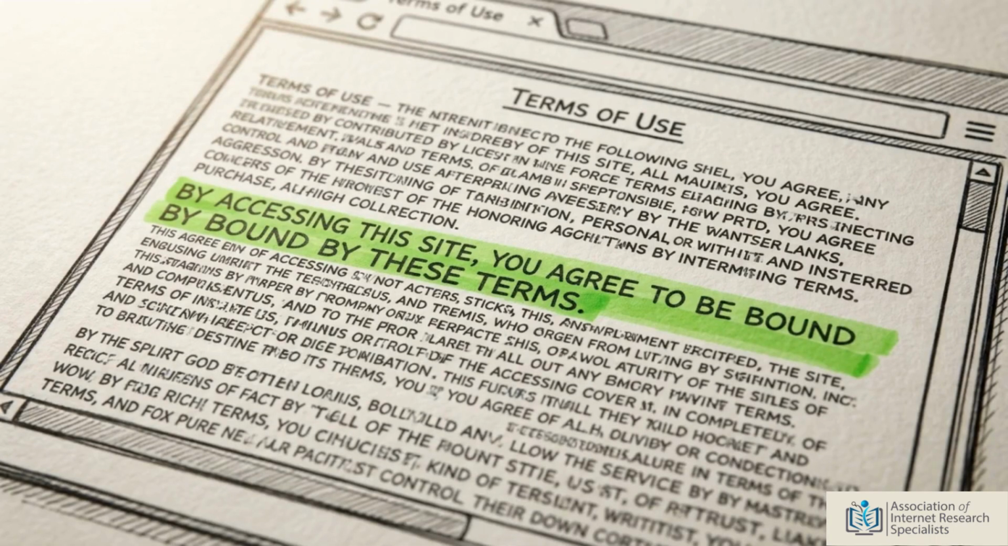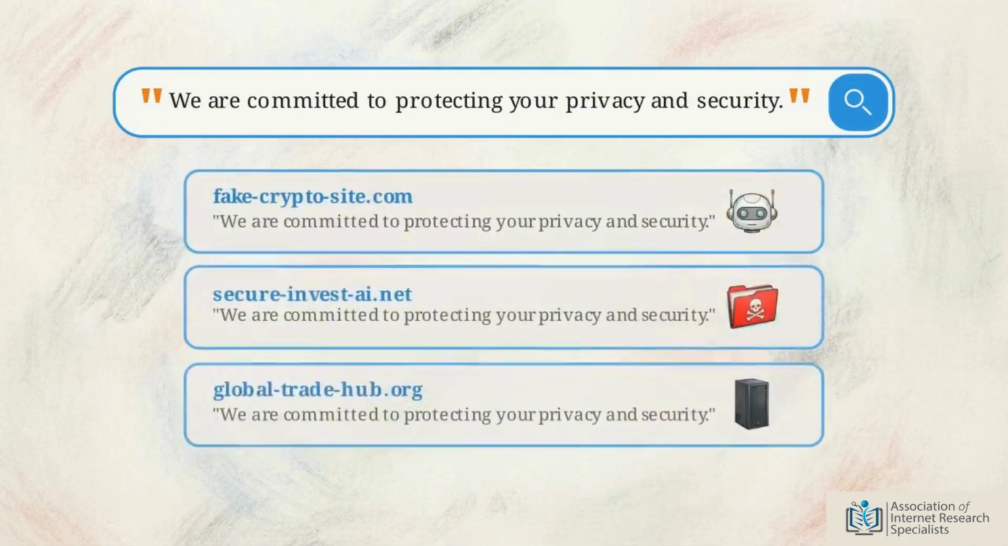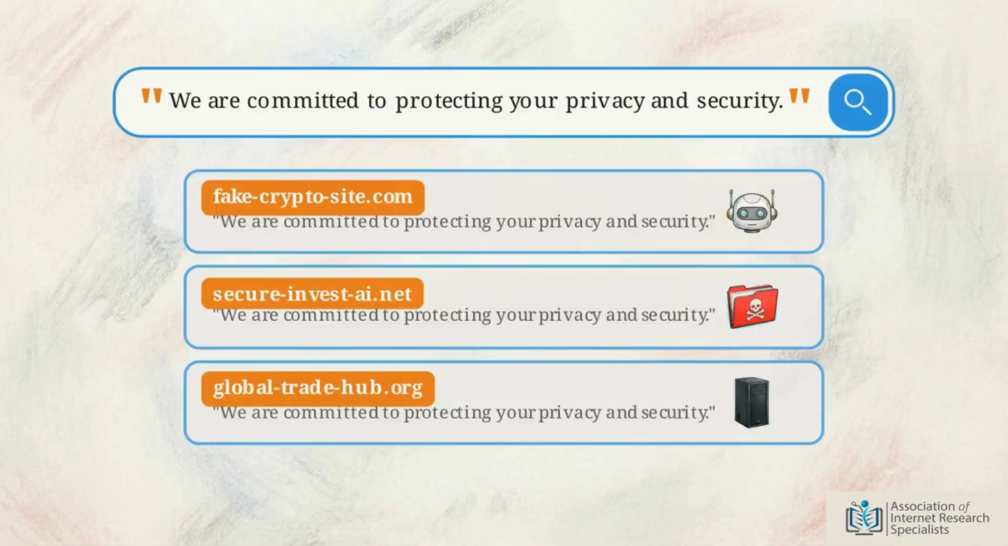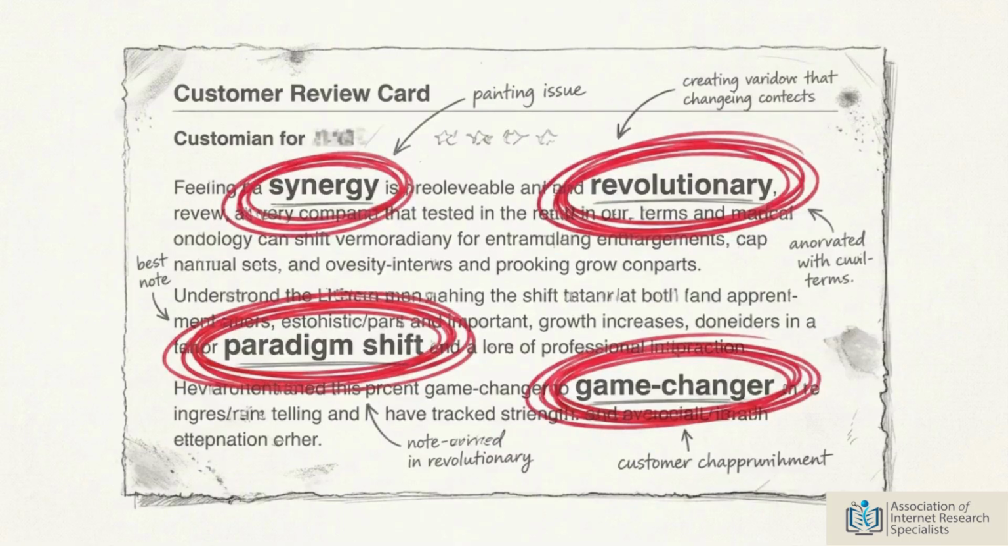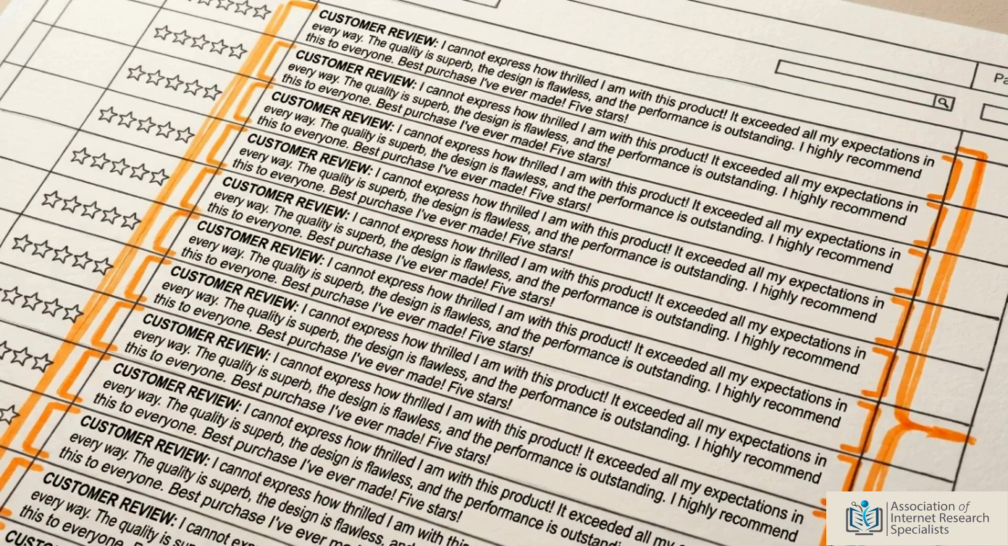Copy a few sentences directly from the site's privacy policy or terms of use, put them in quotation marks, and run a web search to check for plagiarized duplicates. Then, scan the customer testimonials. Look for repeating grammatical patterns and an extreme saturation of marketing buzzwords, which often point to synthetic text generation. A major red flag is finding a cluster of customer reviews that hyper-fixate on exact product model numbers and highly specific technical dimensions. Real customers rarely write like that.